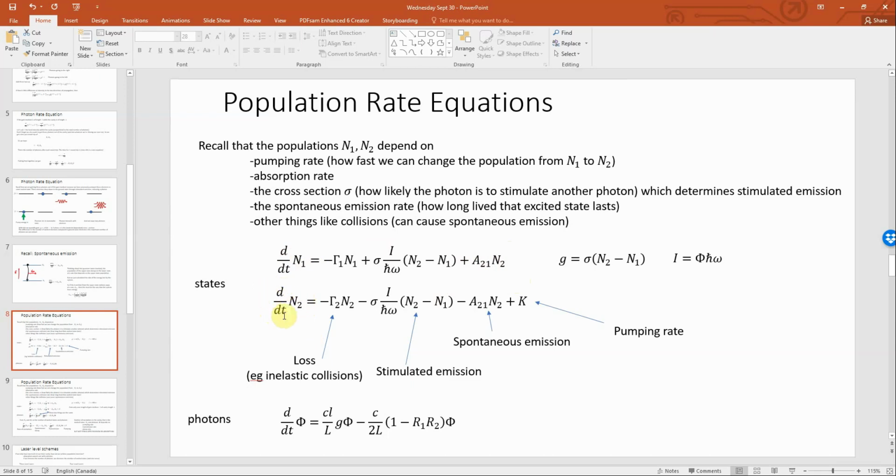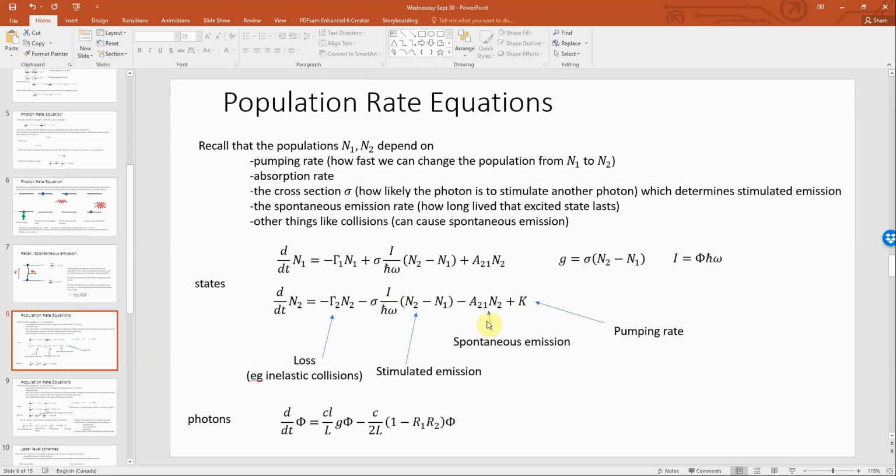atoms in the upper state will again depend on some kind of loss, something that doesn't involve this laser transition. We again get the stimulated emission term, but of course the sign is opposite because if the stimulated emission is strong, then of course we lose electrons or atoms in the upper state, and they decay to the lower state. So we lose electrons here, so this is minus.